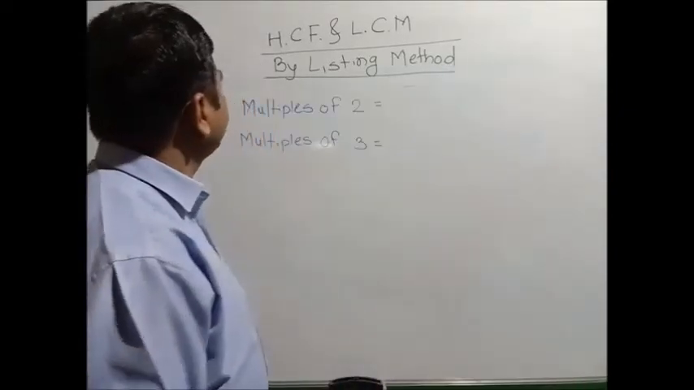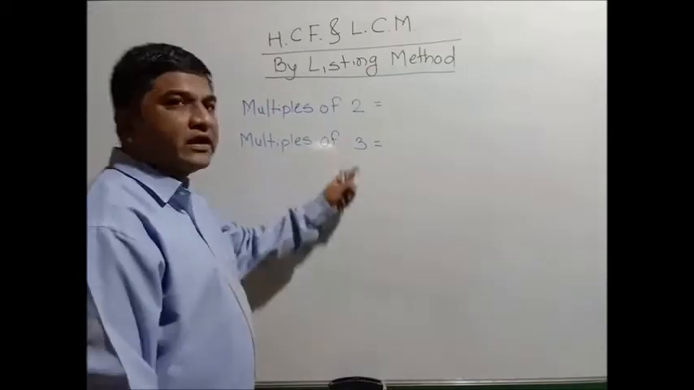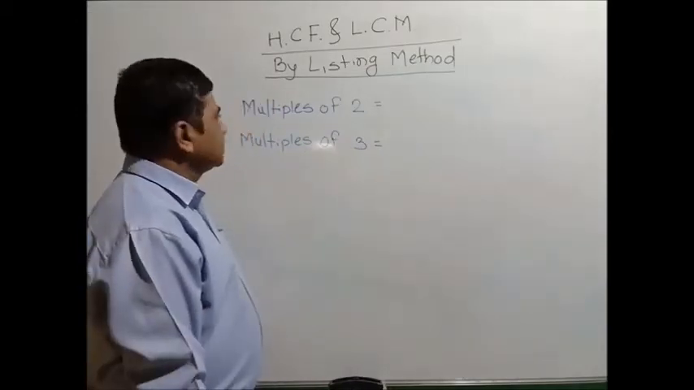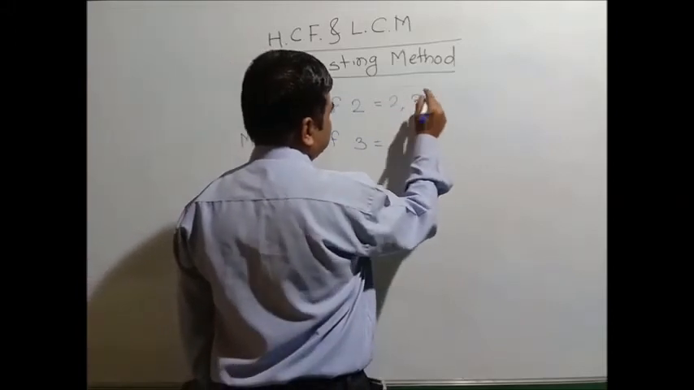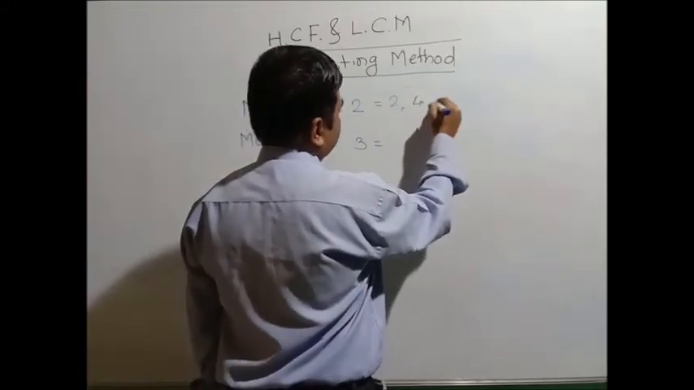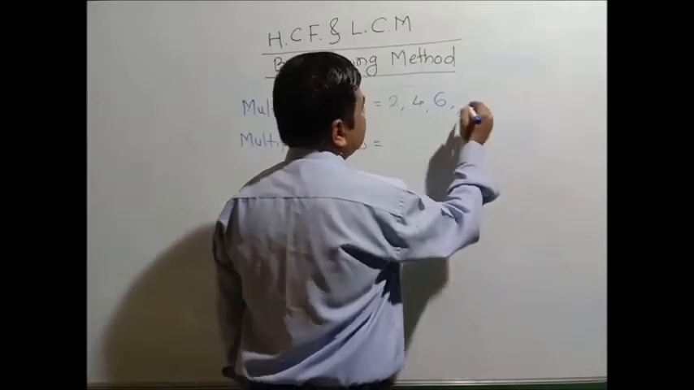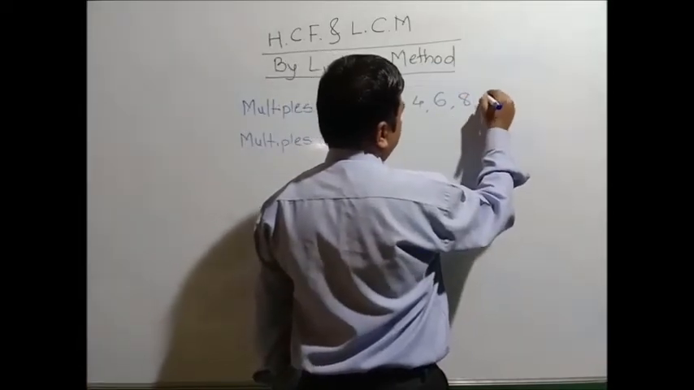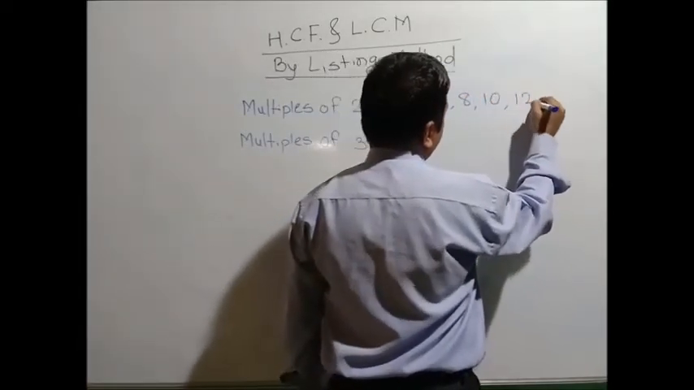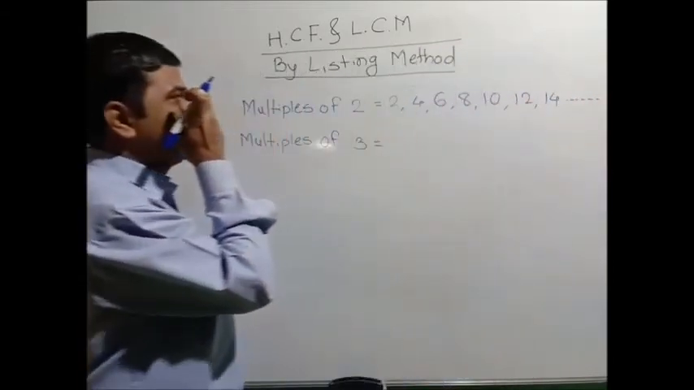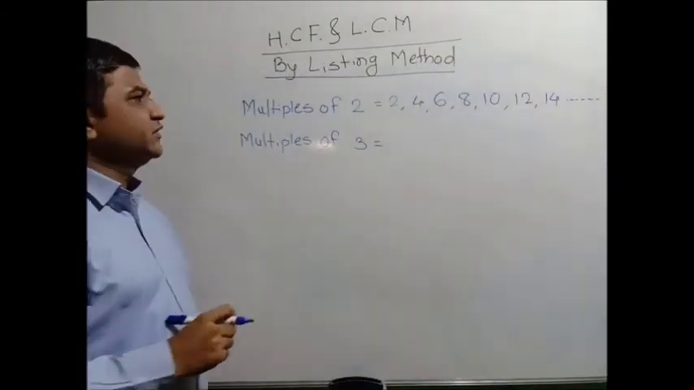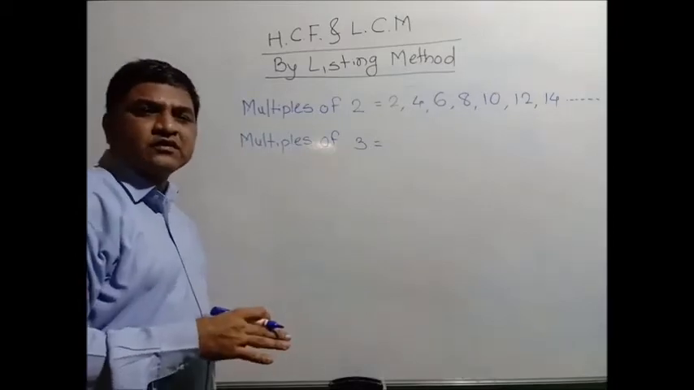It is said to find the multiples of 2 and 3. What are the multiples of 2? It is a very easy question. 2, then we have 4, then 6, then 8, then 10, 12, 14. So how many multiples are there for a number? Well, you can write up to infinity.